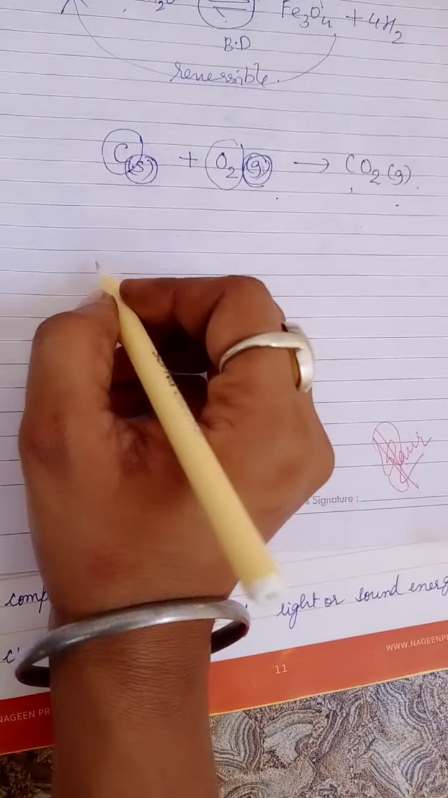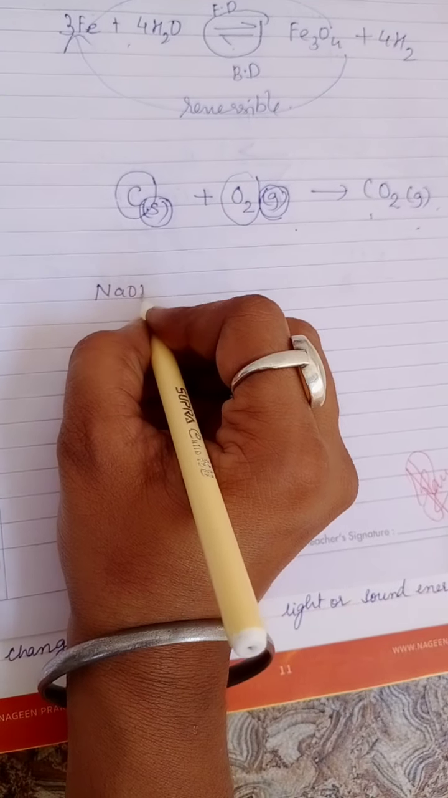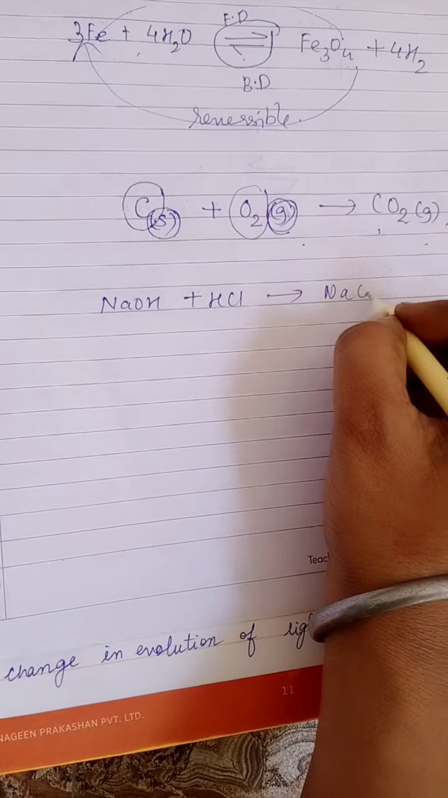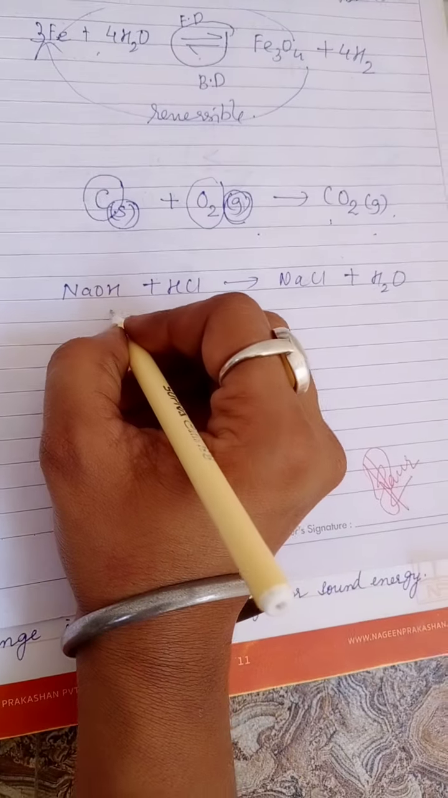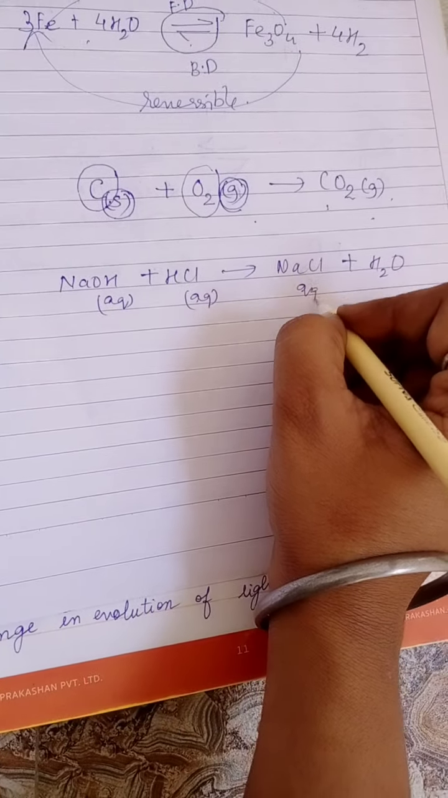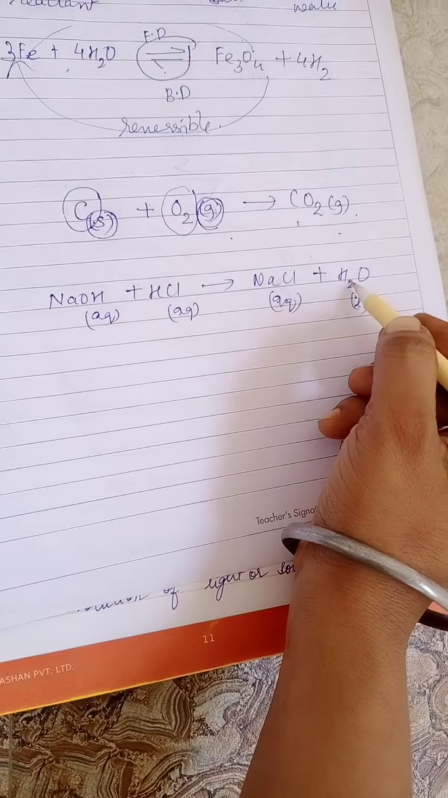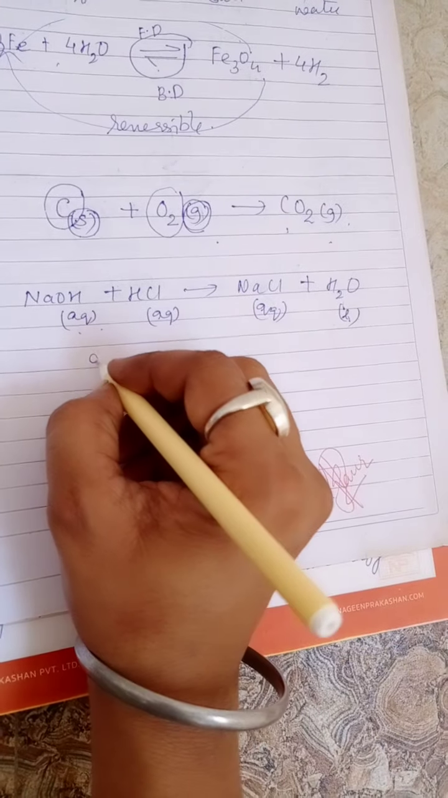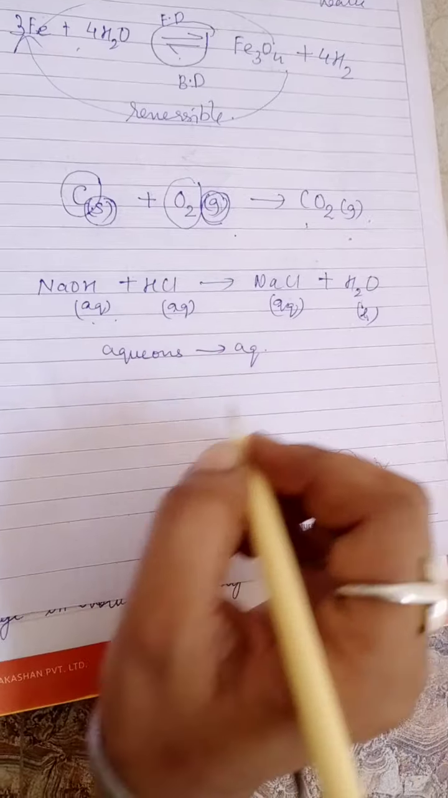Now here let us take another example. NaOH plus HCl gives me NaCl plus H2O. Yes or no? So this is what? AQ, aqueous, aqueous, aqueous, and this is L. L means liquid water is being produced. Now what do you mean by AQ? AQ means aqueous condition.